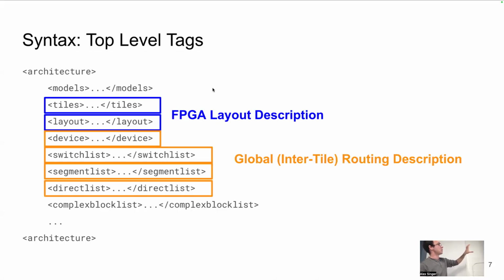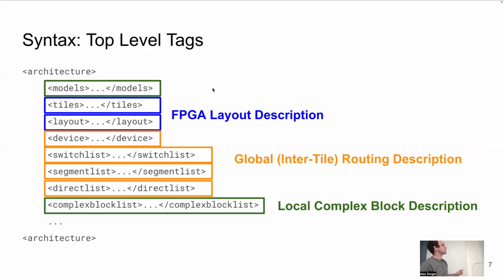Next, these orange ones are the global inter-tile routing description. They describe the delays and all of the other interesting stuff about the actual global routing or inter-tile routing. These are things like, what is the switch block? How is it implemented? What's the channel width look like? How is it distributed? And so on. That's described by these orange ones. And then finally, these green ones just describe the local complex block descriptions. As I said, these are the bare minimum that you need to define an architecture in VTR.